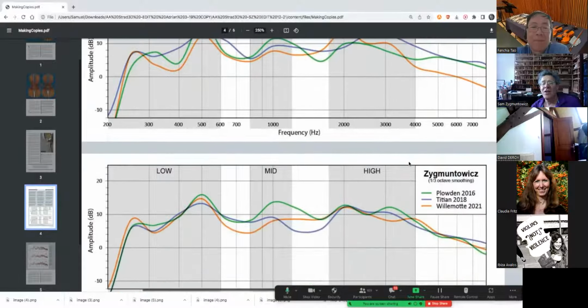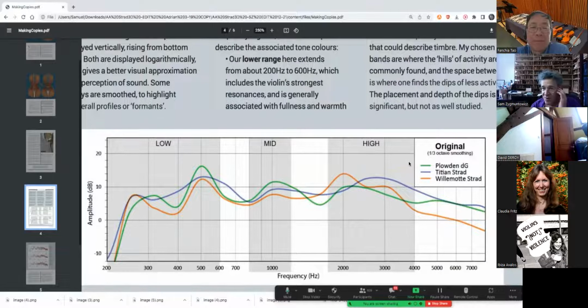Now then I made my three copies. I think the most obvious difference between these instruments is in the arching.